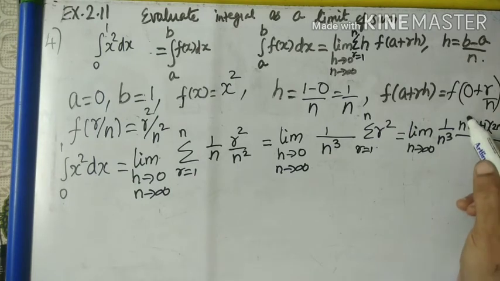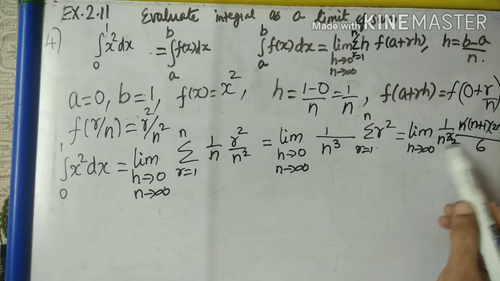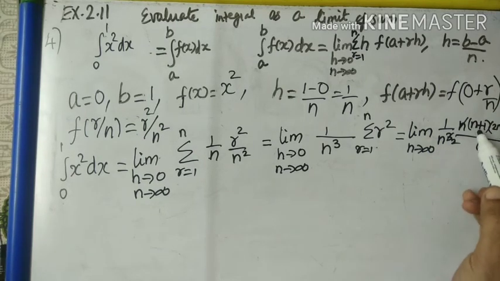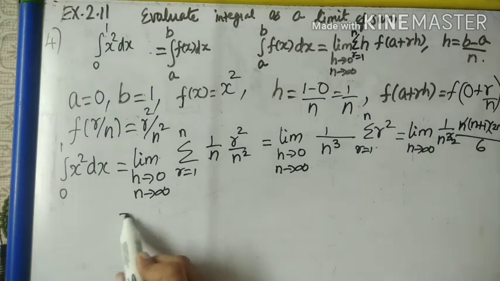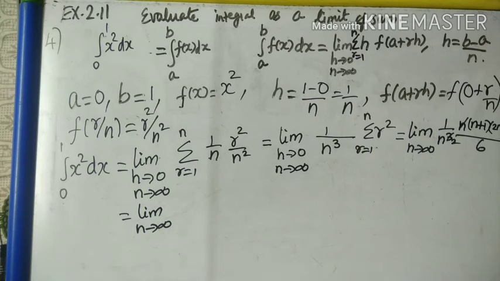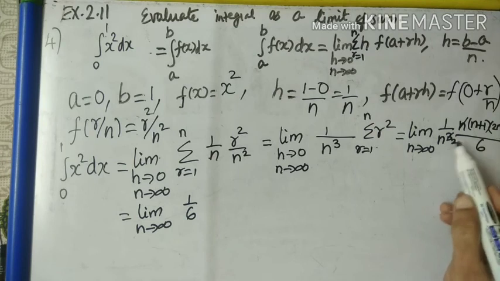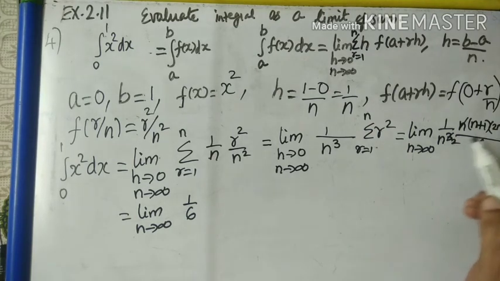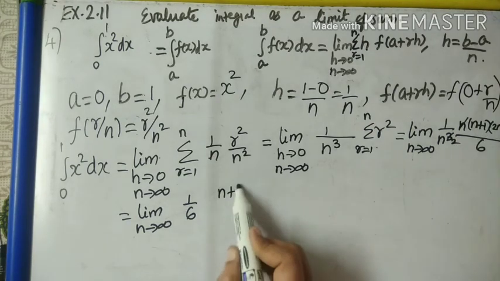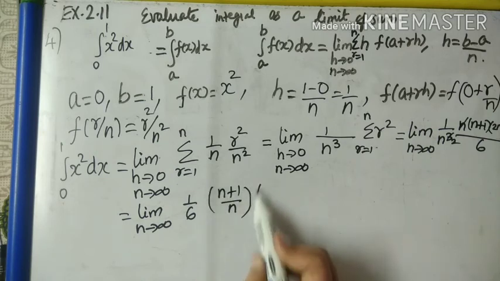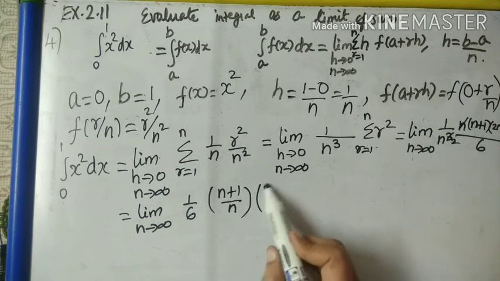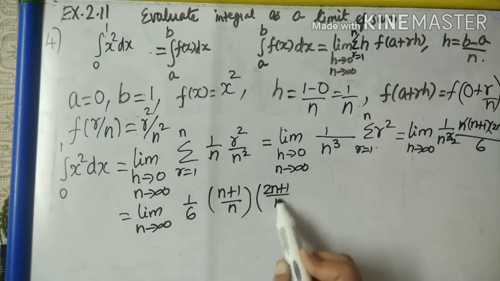I can cancel 1 n and n cube. Now I have n square. Keep 1 n for the first bracket, 1 n for the second bracket. So how will I simplify this? Limit n tends to infinity. Keep this 6 as it is. There is n square. So keep 1 n for the first bracket, that is n plus 1 by n. And keep another n for the second bracket, that is 2n plus 1 by n.